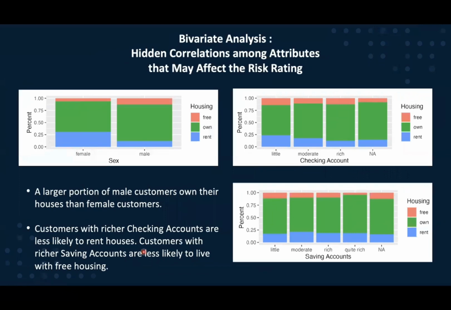Going back to the previous overview, we noticed that male persons always own more housing than female. And focusing on the checking account, we noticed that rich people on checking account may have more owned housings. The quite rich persons on the saving accounts show less likelihood of having free housing.